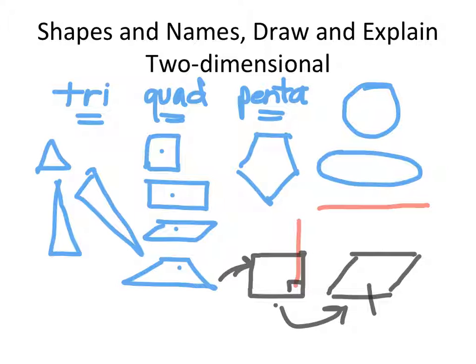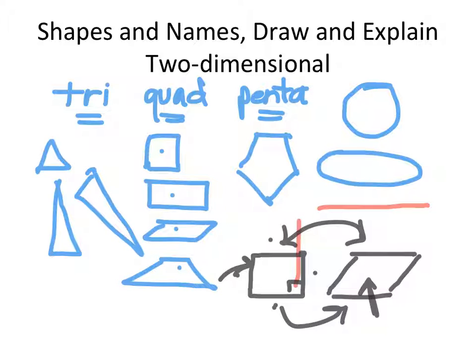And the answer is yes, because a rhombus has 4 equal sides, 1, 2, 3, 4, and 2 sets of parallel sides. So both of these figures meet the criteria for a rhombus. But this one is not a square because a square has to have right angles and it doesn't. So we want to make sure as we're teaching these two-dimensional shapes that we're relating those characteristics.